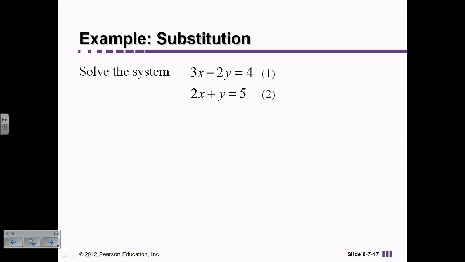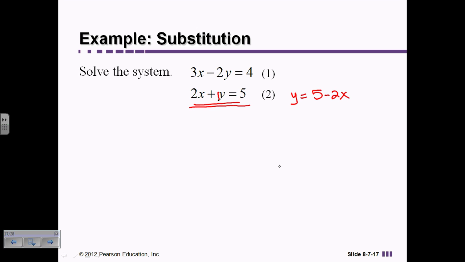All right, so here's an example. We can look at this problem, and again, this is the same problem that we did a minute ago, and we did it by elimination, so we're going to do it again by substitution. And if we look at this problem, we'll notice that the second equation, the coefficient on this term is 1. So this is the one that we want to solve for. So we're going to solve, and we're going to make y equal to 5 minus 2x.